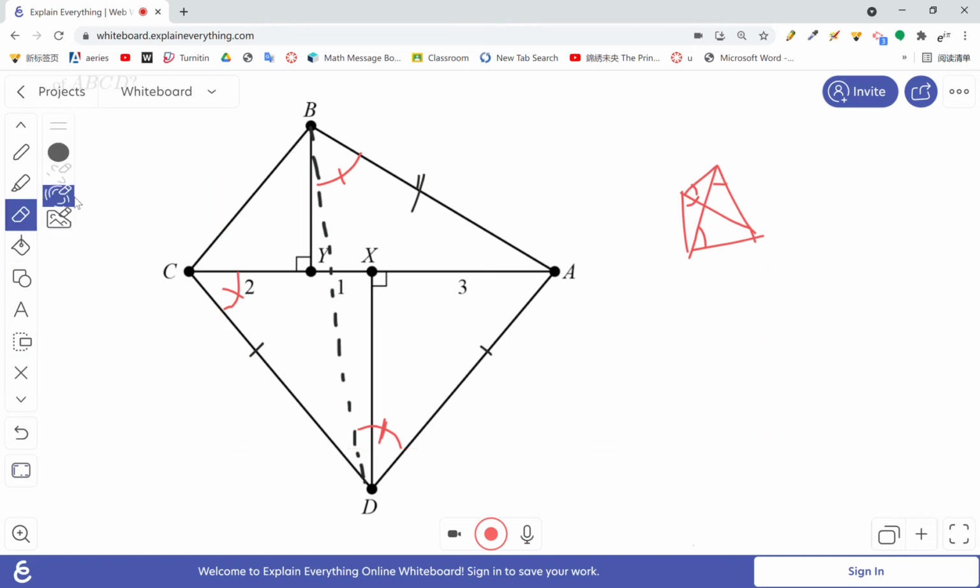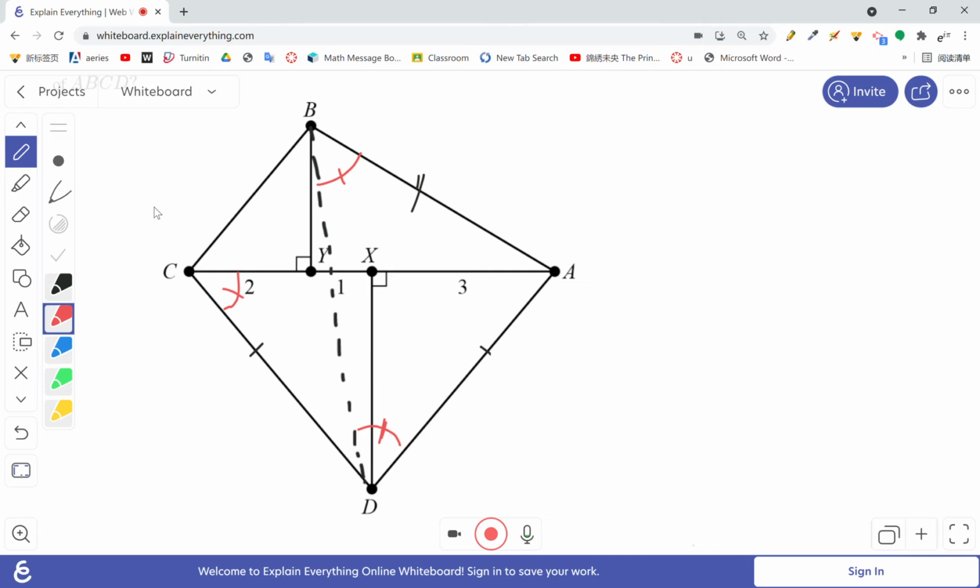Let's continue to proceed. Now you can see that this angle is congruent to this angle. We also know that this angle is congruent to this angle. So these angles are all congruent, and this angle is also congruent, because we're just using the same property again and again. So now a really important discovery: this triangle is congruent to this triangle, which is also congruent to that triangle.